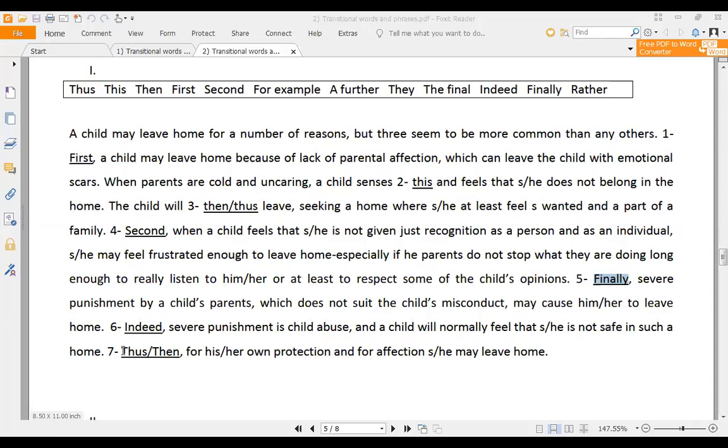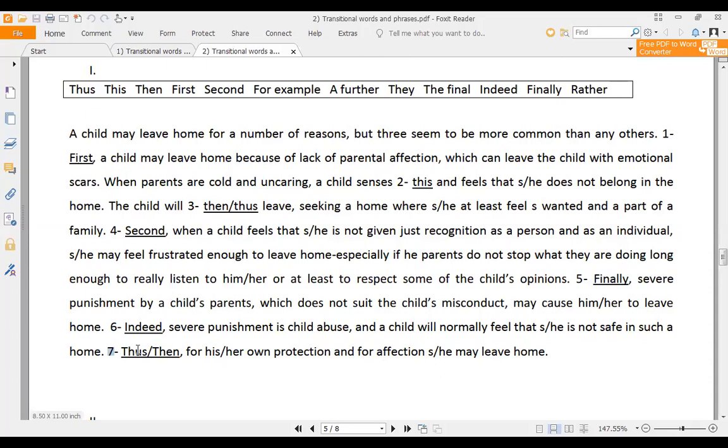Yes, just a minute, Mr. The last one, why can't it be at final? I'm sorry, Abdullah. Last one, can it be at final? Let me see it again. The last one, read it, Abdullah. I'm Abdulaziz, by the way. For his or her own protection and for affection, Abdulaziz, you have a problem with your microphone. It's not clear somehow. You mean number 7, yes? So read number 7: thus or then for his or her own protection and for affection, she may leave home. Which one do you want to use instead of thus?